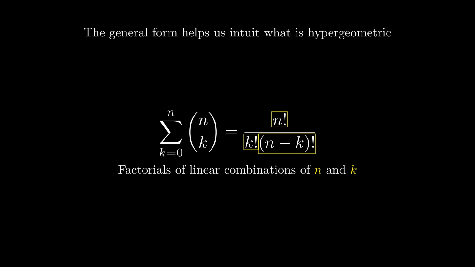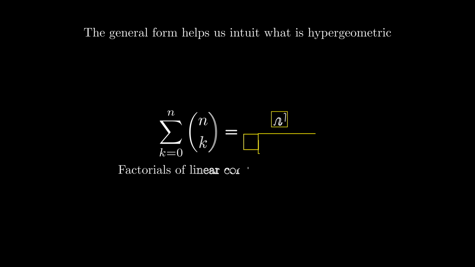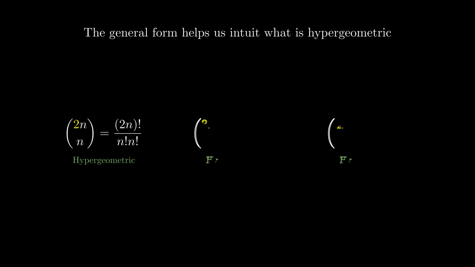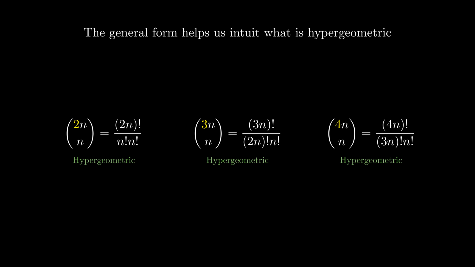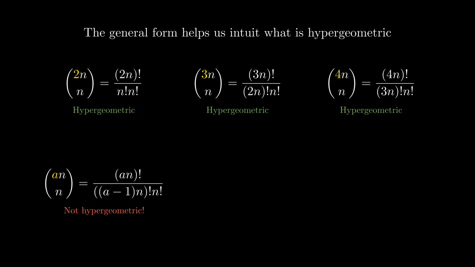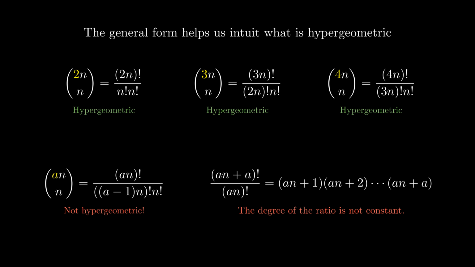Not every case is going to be as straightforward as these, but it should help you identify many hypergeometric identities more easily. Be careful though, as there are some tricky cases if you aren't paying close enough attention. Consider this example. Notice that 2n choose n is hypergeometric, and so are 3n choose n and 4n choose n. However, the generalization an choose n, where a is an arbitrary parameter, is not hypergeometric.